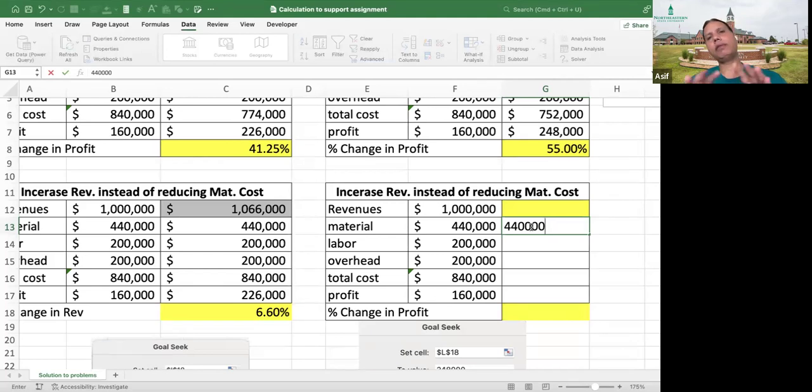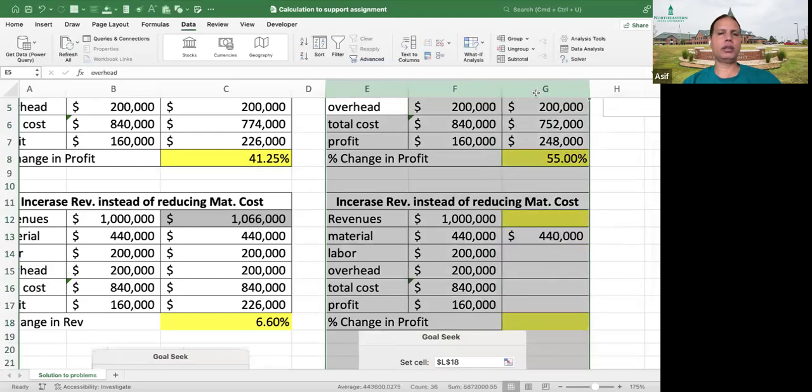So the objective of this problem is that we want to explore two routes. One thing is, is there a possibility that you can reduce material cost? Sometimes it is possible, you can negotiate with suppliers, but sometimes it's not possible. So in that case, we say we are going to keep this constant. We are not going to increase material cost, but we just want to know how much increase in the revenue would be required. That's the second route that we want to explore in this part.